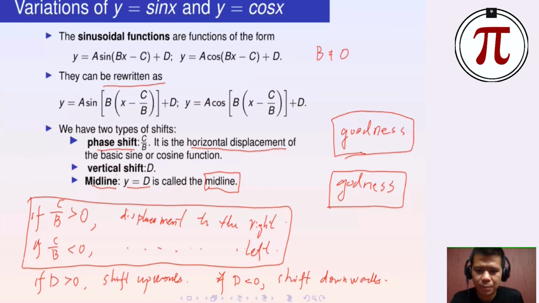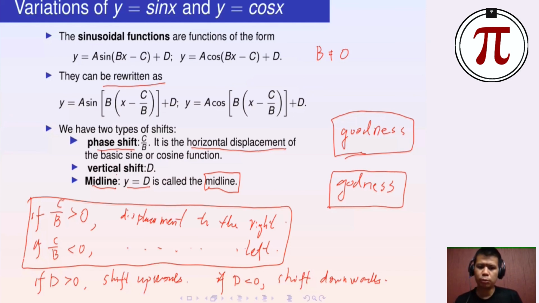So we have the phase shift, defined as C over B. Vertical shift is defined as D. If the phase shift is positive, the horizontal displacement is to the right. If the phase shift is negative, the horizontal displacement is to the left. If D is greater than 0, we shift upwards. If D is less than 0, we shift downwards. And the midline is y equals D.